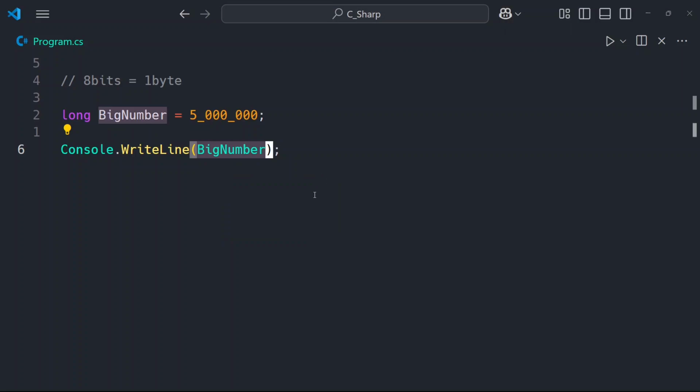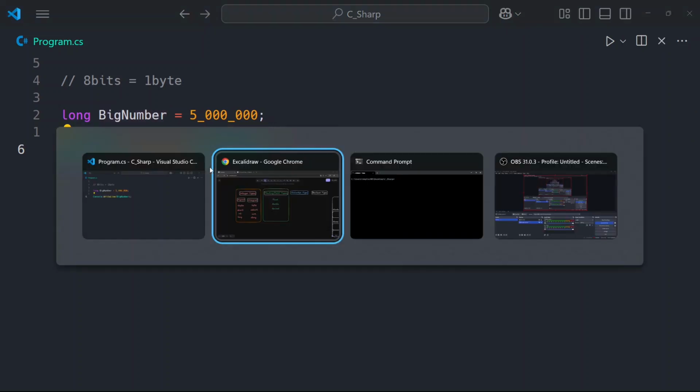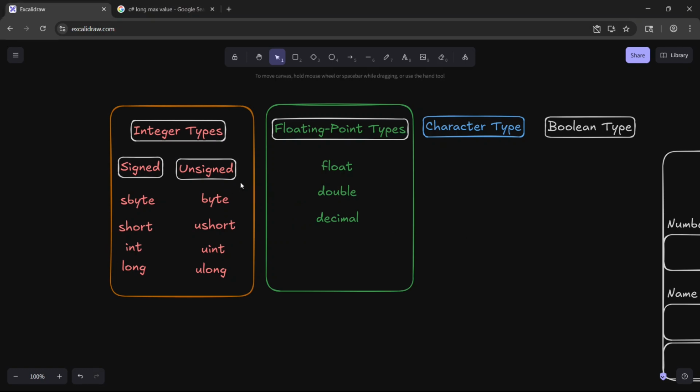Anyways, just remember, don't try to memorize all these numbers. These are just important things to keep in mind when learning C sharp or any programming language. Next up, let's talk about unsigned. So we're done with this. Let's talk about unsigned. Bytes.